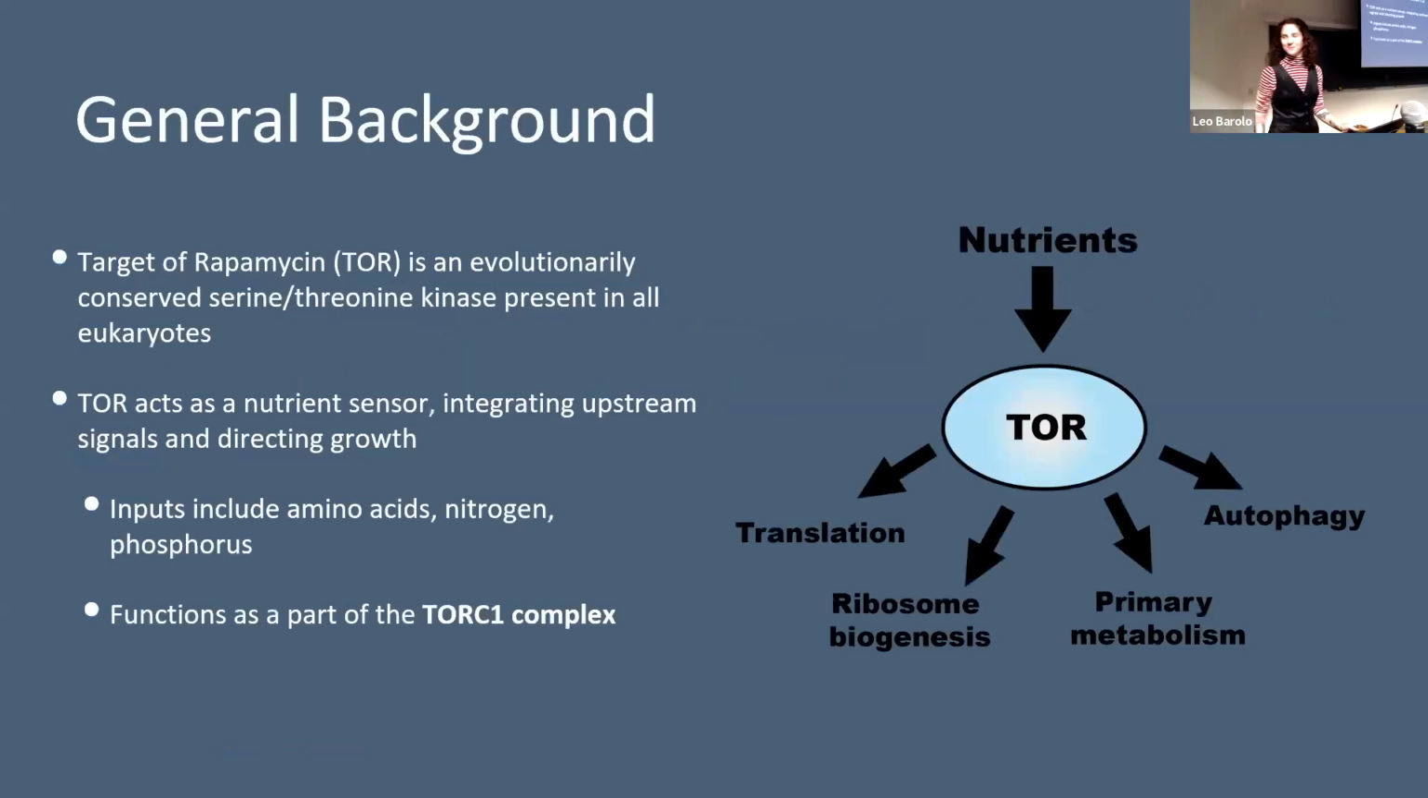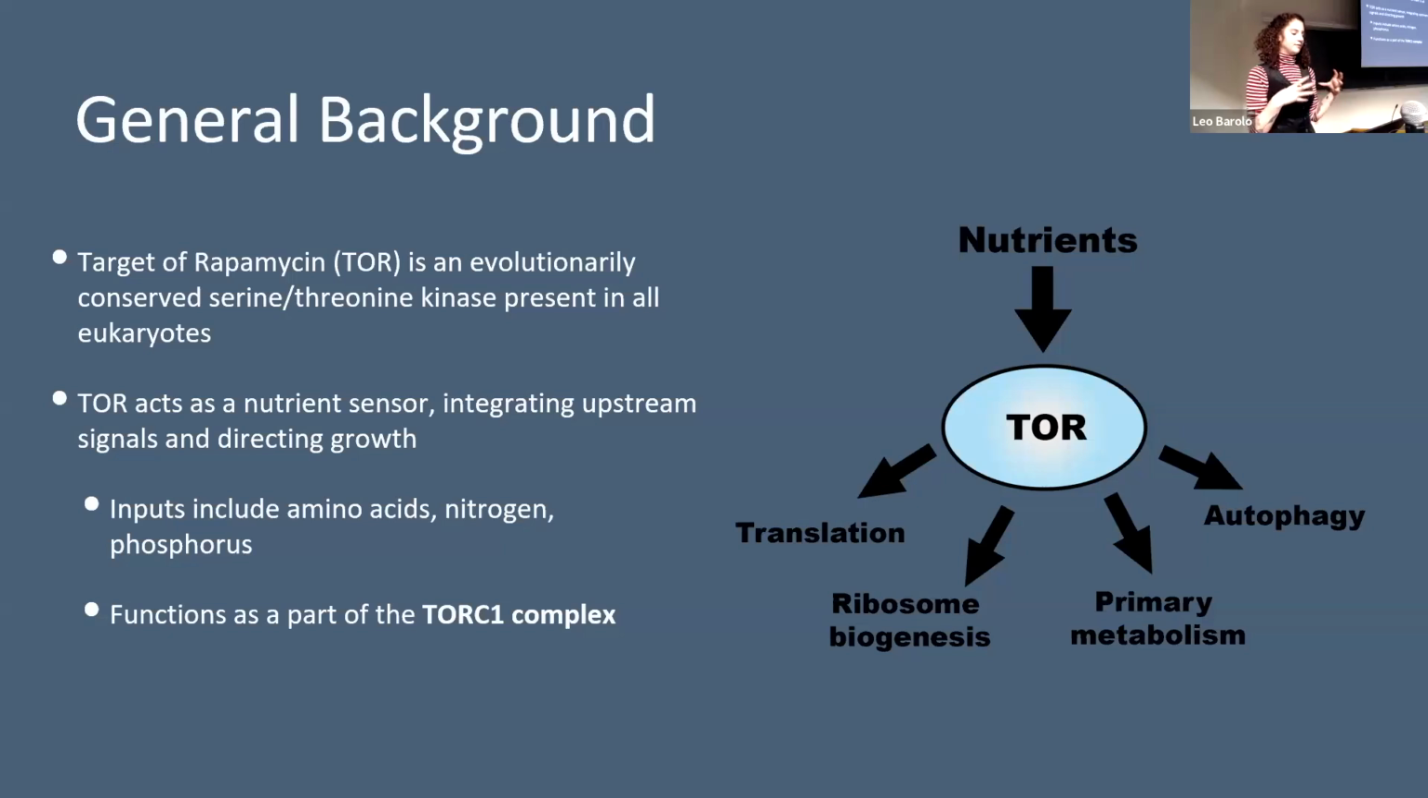All right, some general background on TOR, or target of rapamycin. TOR is an evolutionarily conserved serine threonine kinase that's present in all eukaryotes, from protists to humans to mice. TOR acts as a nutrient sensor that integrates upstream signals like amino acids, nitrogen, phosphorus, things that affect circadian rhythm as well, like sunlight, nighttime, temperature, and regulates growth and development. Some of those major outputs are regulation of translation, ribosome biogenesis, primary metabolism, and autophagy.